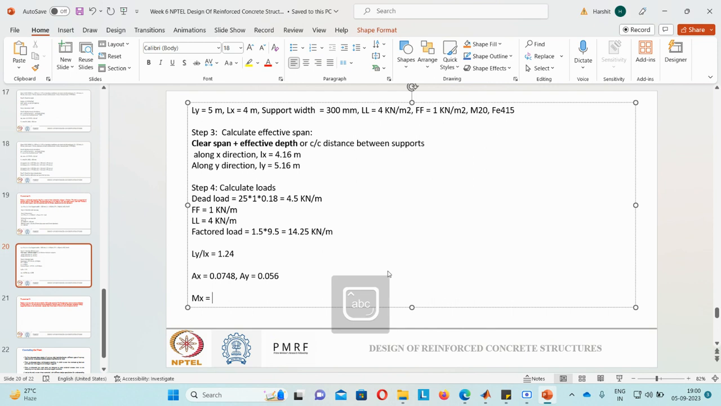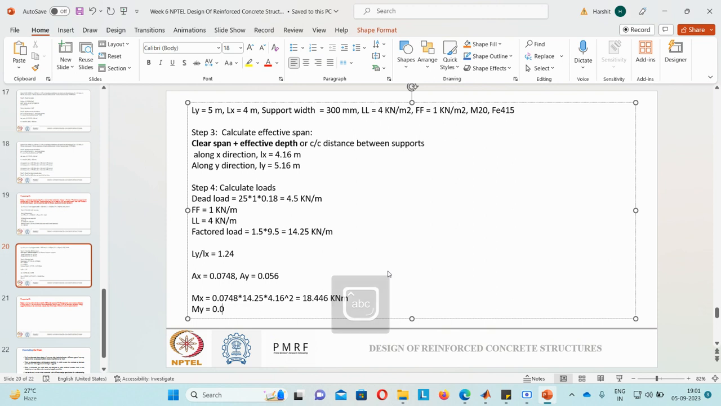Now since you know alpha x and alpha y, you can calculate the moment along the x direction, which will be nothing but alpha x, 0.0748, into Wu, 14.25, into Lx square. Lx square is nothing but 4.16 square. So it will come out to be 18.446 kilonewton meter. Similarly, you can calculate My.